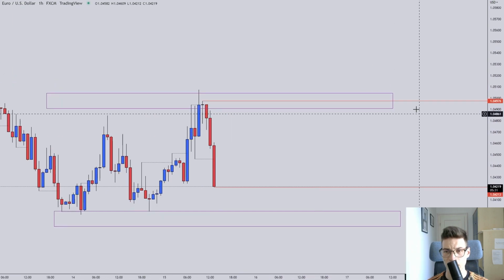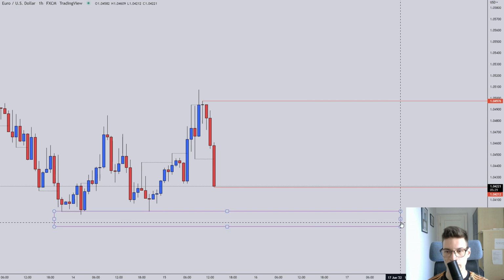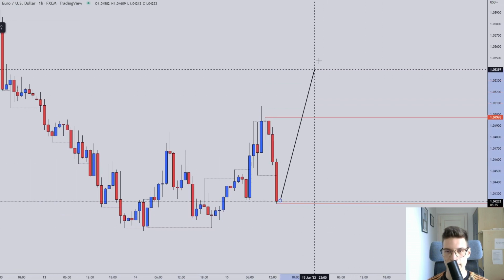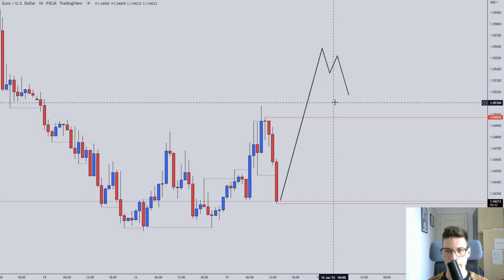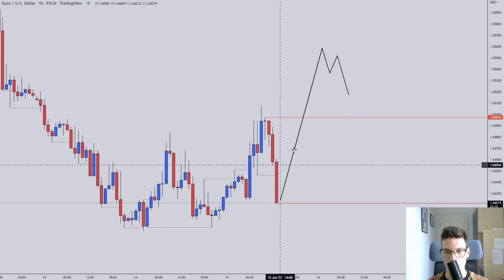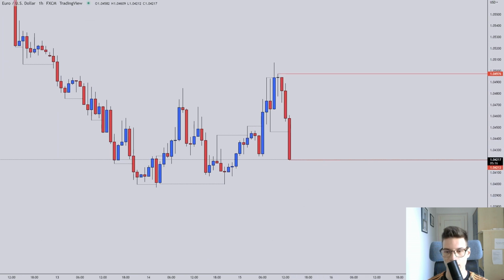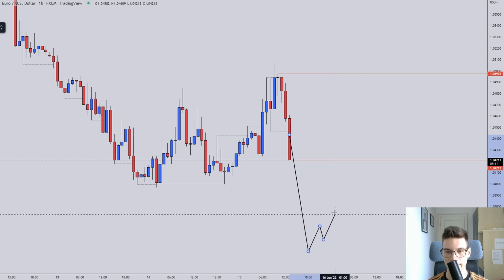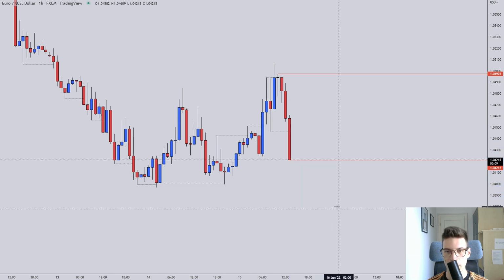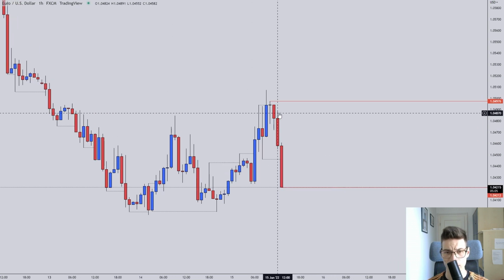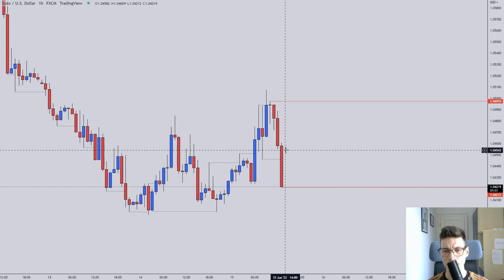So for the rest of the setups, I would just be really patient. The only thing I would take is a nice impulse to the upside. I want to see it break out of the range, definitely move away from this range bound structure, or a nice impulse to the downside, something like this, and then get a nice opportunity to enter. So I just want to see it move away from this current price action, because if it's just stuck in this range, it's not showing me any good opportunities.